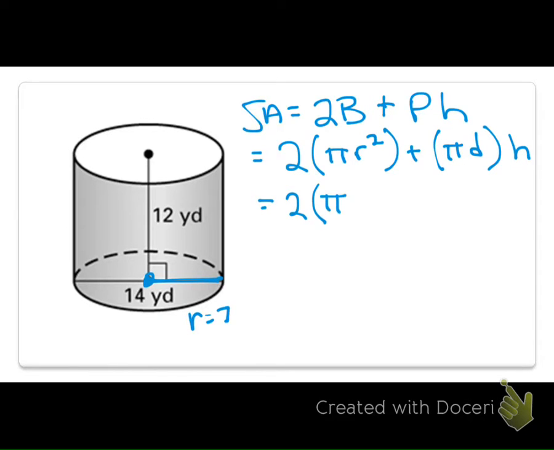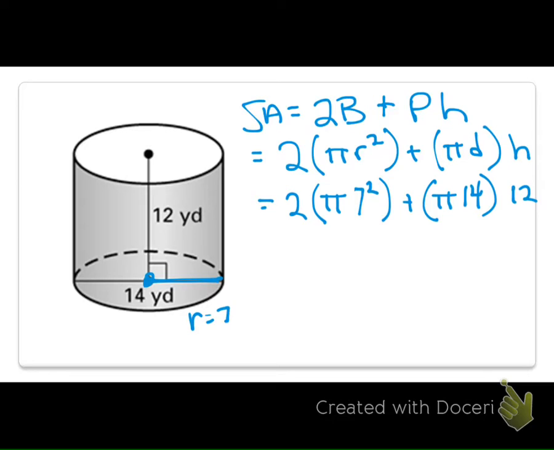Now I'm going to leave pi to the very end because that's going to allow me to see my answer in terms of pi and then also to get my final answer. My radius squared is 7 squared plus, again, I'll leave pi times my diameter of 14 times the height, which connects my 2 circles, which is 12.